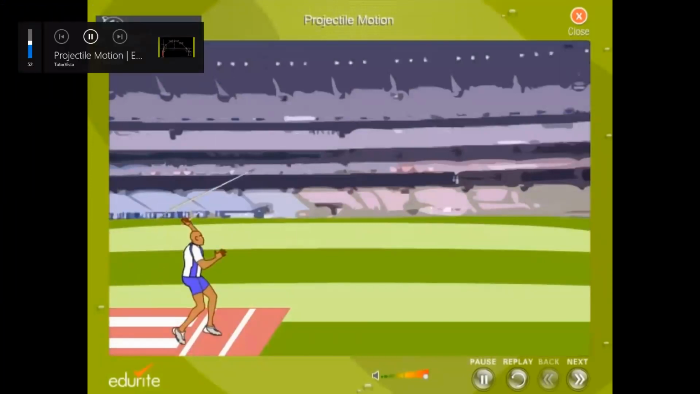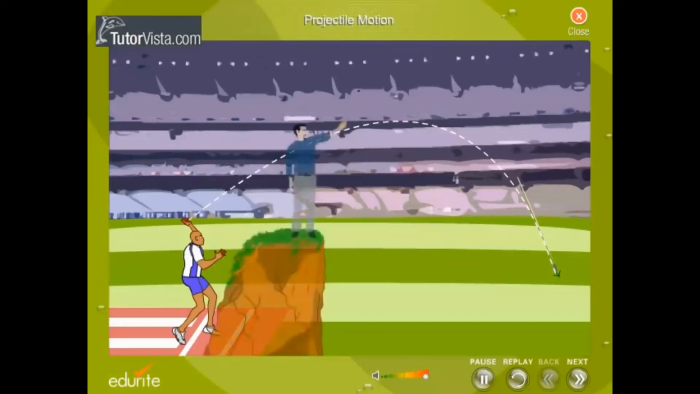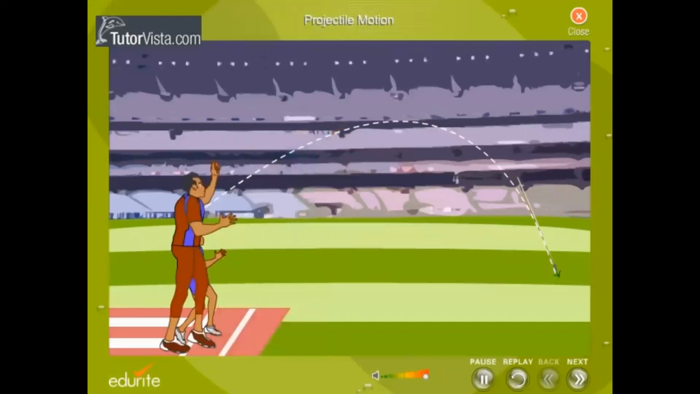Observe the athlete throwing a javelin. The javelin follows a curved path and lands on the surface of the earth. Such objects like javelin, which move along a path determined by gravity and air resistance, are called projectiles. The path followed by a projectile is called trajectory. An object dropped from a height, an object thrown vertically upwards, and objects thrown obliquely upwards are examples of projectiles. In all these cases, the influence of air resistance is neglected.